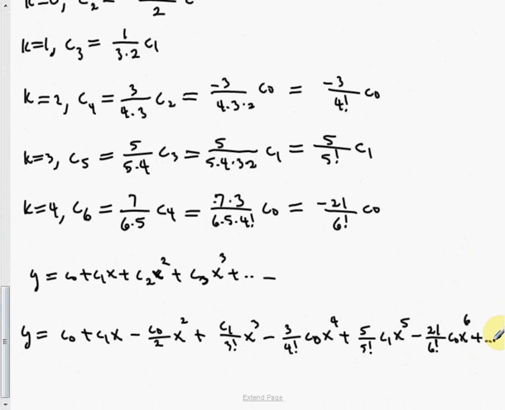And we can write our final answer. I'm going to group, get the C naughts together, get the C sub 1s together.